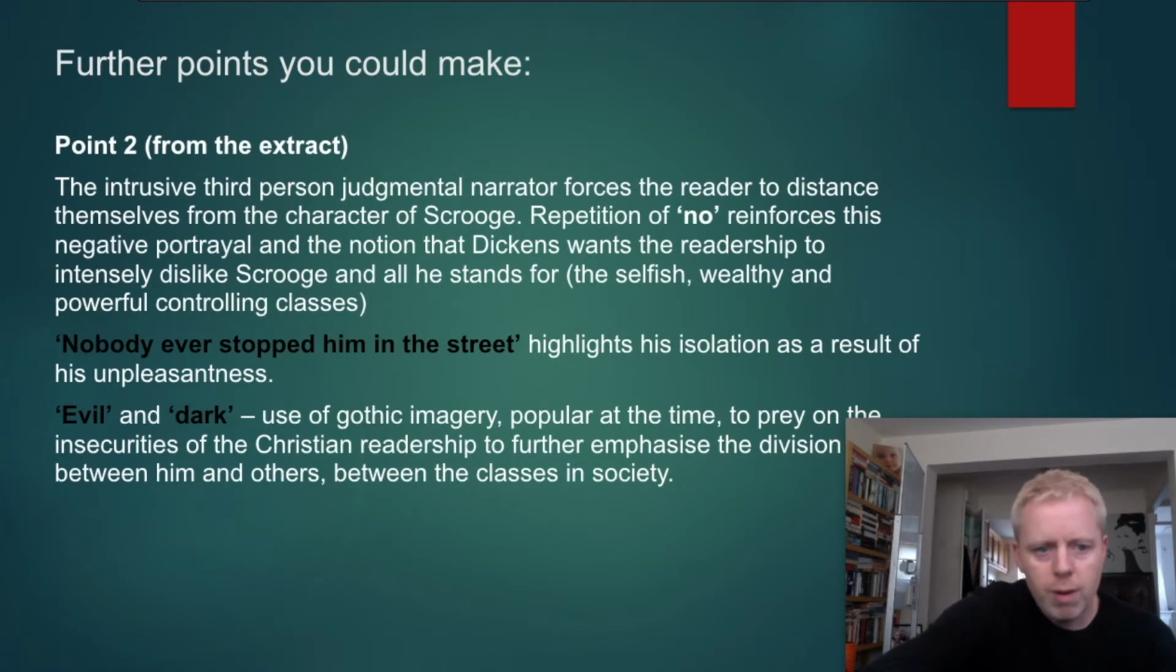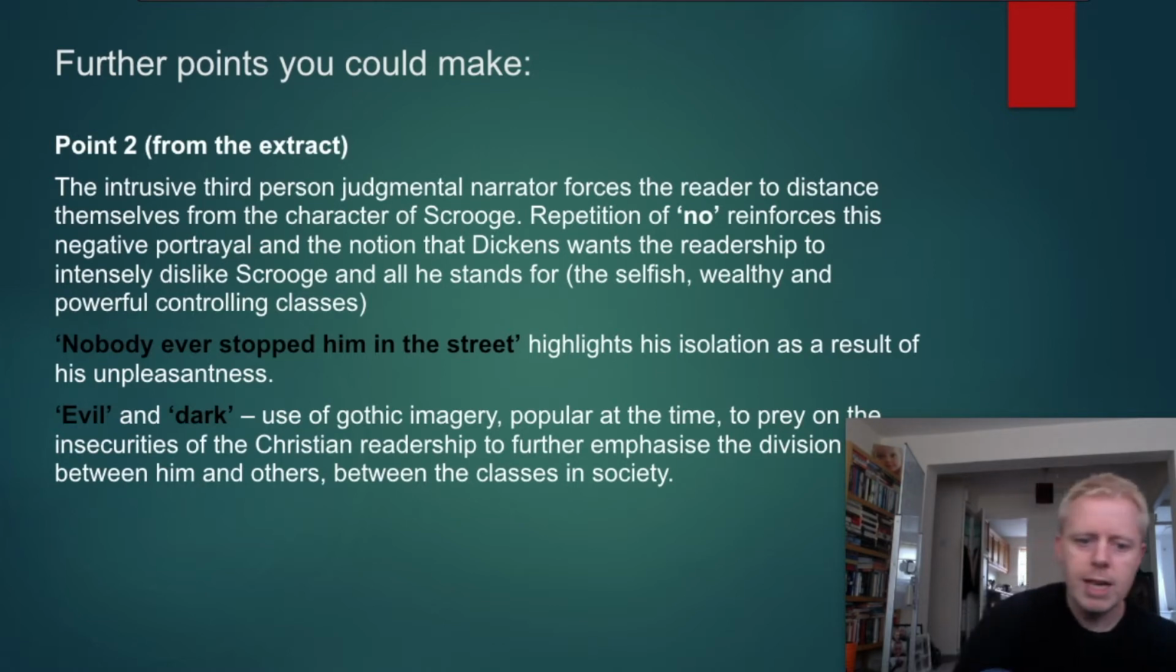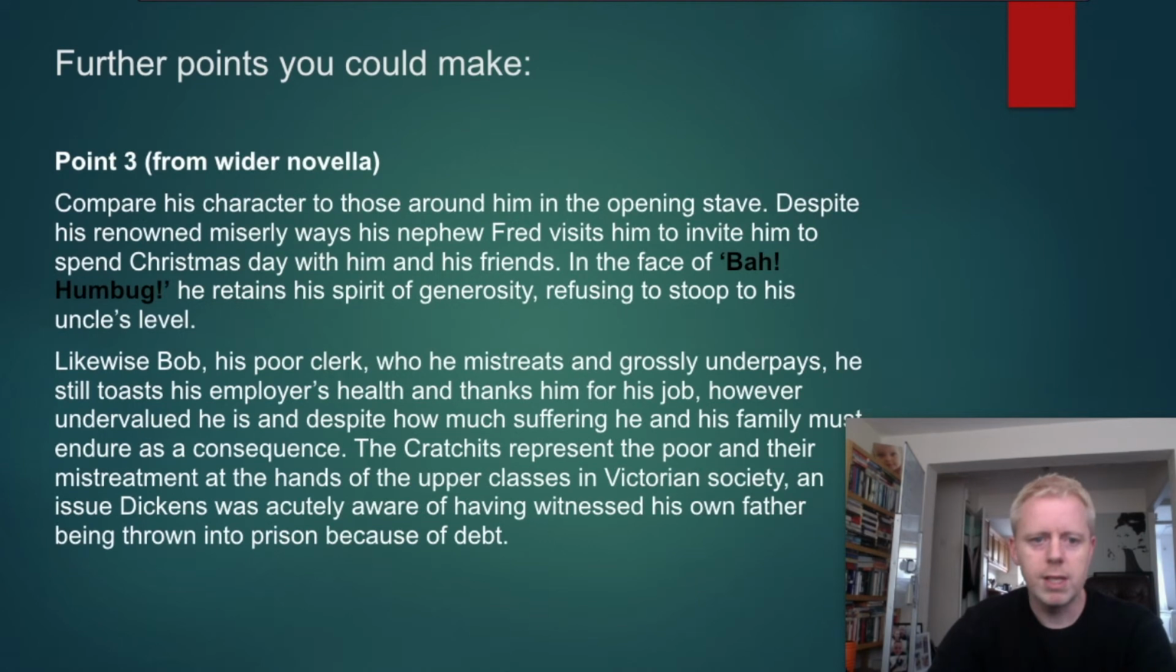Repetition of "no" reinforces this negative portrayal, and the notion that Dickens wants the readership to intensely dislike Scrooge and all he stands for, the selfish, wealthy and powerful controlling classes. "Nobody ever stopped him in the street" highlights his isolation as a result of his unpleasantness. "Evil and dark", use of Gothic imagery popular at the time, to prey on the insecurities of the Christian readership, to further emphasise the division between him and others, between the classes in society. So again, do pause, take some notes.